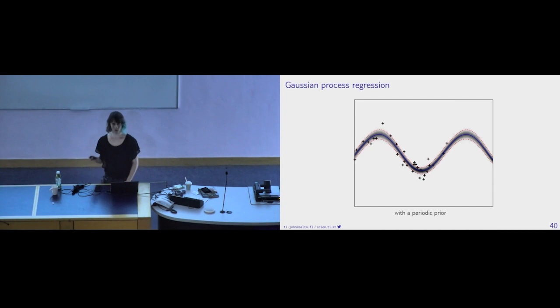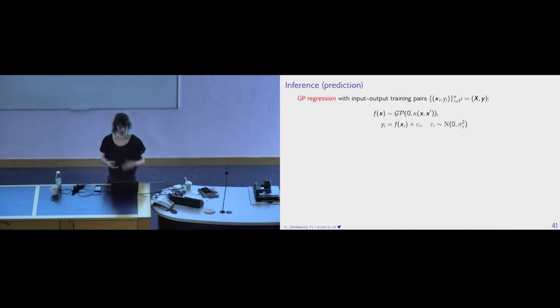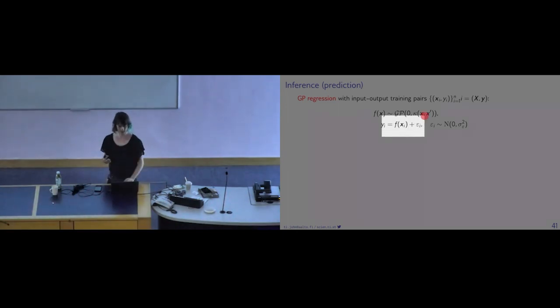How do we actually do inference in this model? We start with some training data, input-output training pairs X and Y, and often we combine them in this matrix big X and the vector Y. Now, we usually assume that there's some observation noise in the data. So in the simplest case, in Gaussian process regression, we just assume that this is additive noise, so that the latent function values are corrupted by additive noise with zero mean and some noise variance, sigma epsilon squared.